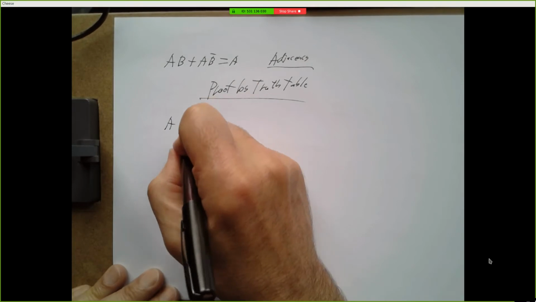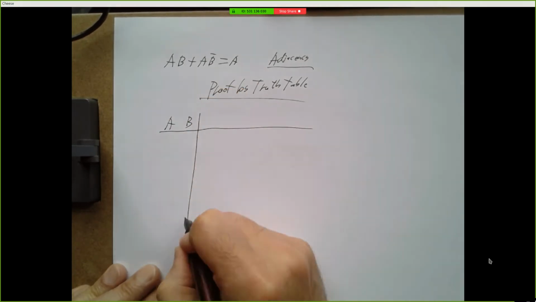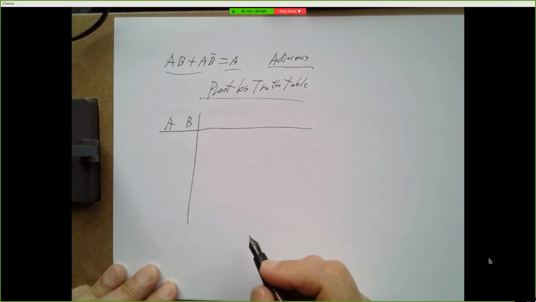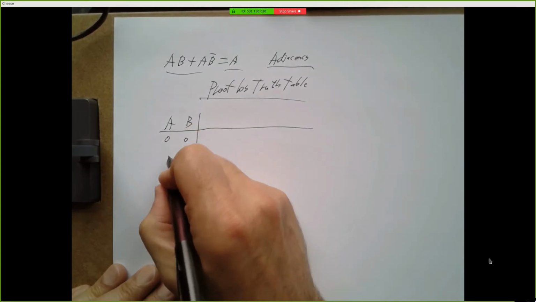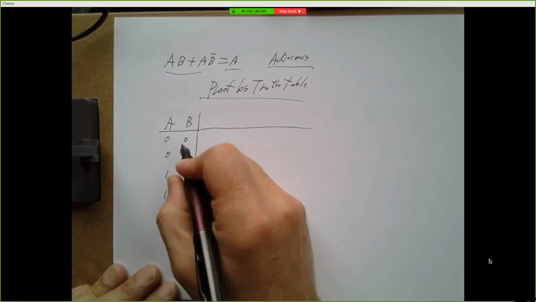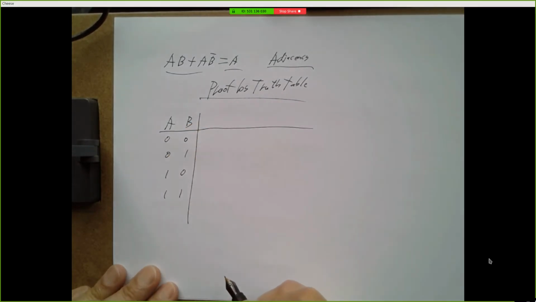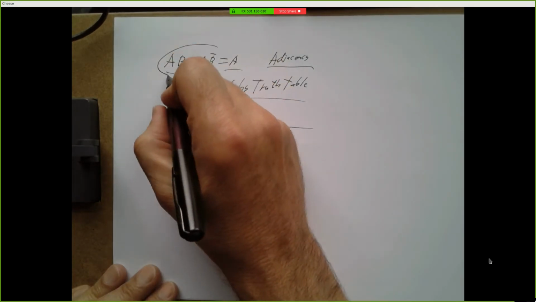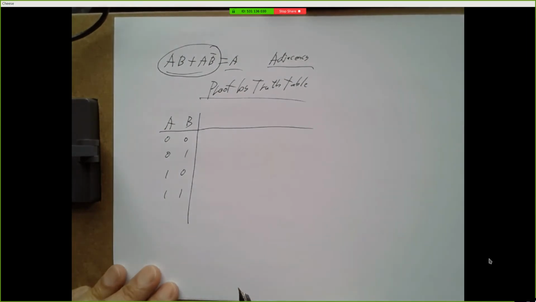So let's see an example of this. I want to prove that this is equal to that. So I'm going to make my truth table. I'm going to list the four possible values for A and B. And I would like to write down what this is equal to in each of these cases.